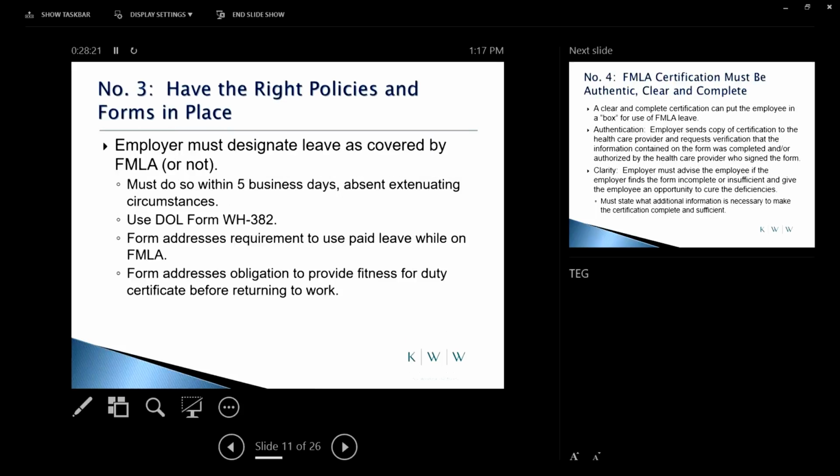And then, once you get all the information that you need, you must designate the leave as FMLA or not within 5 business days, absent unusual circumstances. And again, that designation notice is DOL form WH-382. And make sure you check all the boxes properly, including boxes that address whether or not the employee is going to be required to use paid leave while they're on FMLA. And it also addresses whether or not they will be required to provide a fitness for duty certificate before returning to work. So using that form makes sure that you protect all of your rights in those important respects.